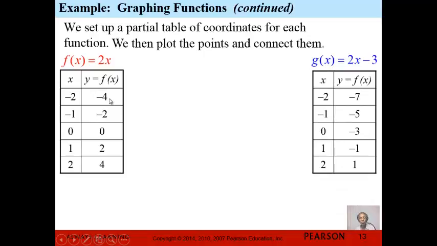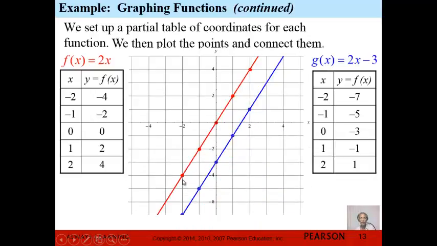So when x is negative 2, our y is negative 4 minus 3, negative 7. When x is negative 1, our y is negative 2 minus 3, which is negative 5. When x is 0, our y is 0 minus 3, which is negative 3. When our x is 1, our y is 2 minus 3, which is negative 1. And when x is 2, our y is 4 minus 3, which is 1. So we have 5 points, or 5 ordered pairs, which we can plot.